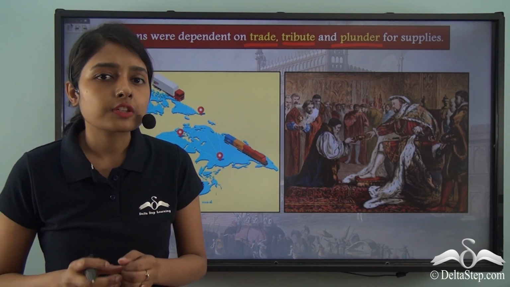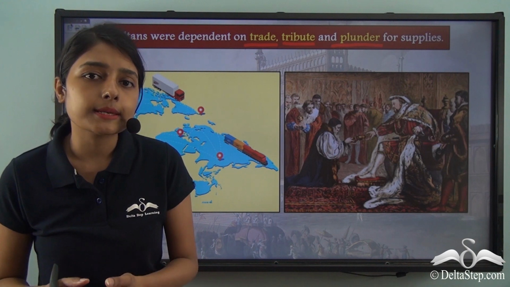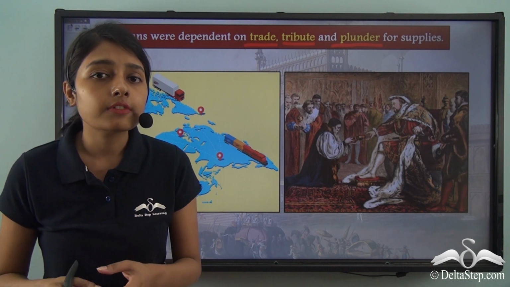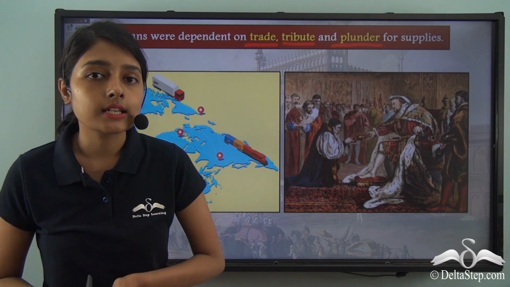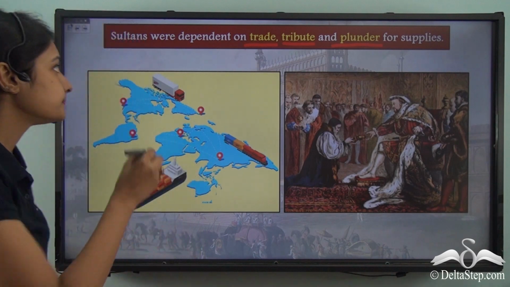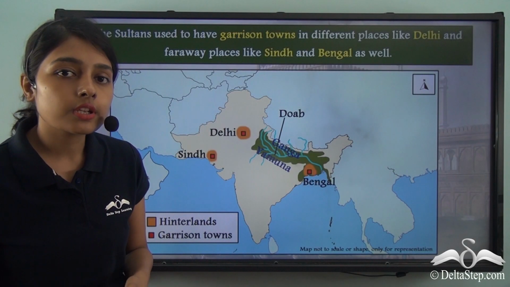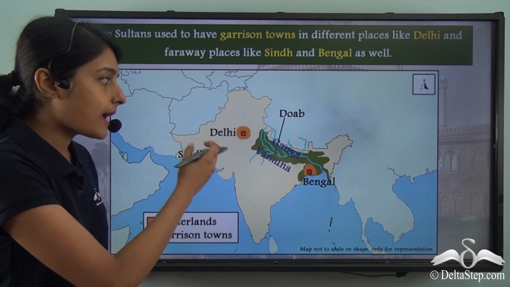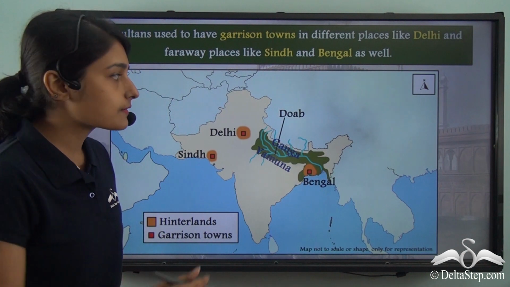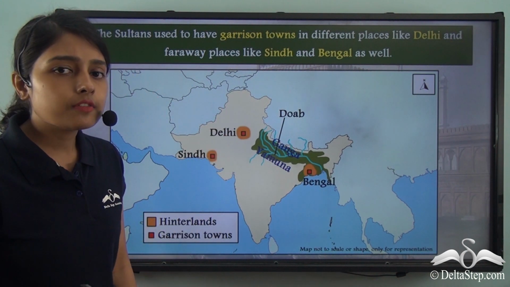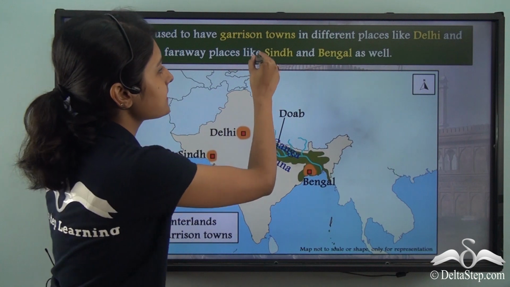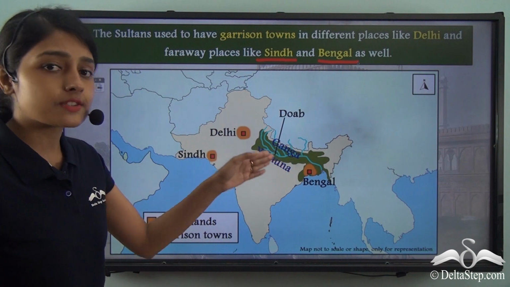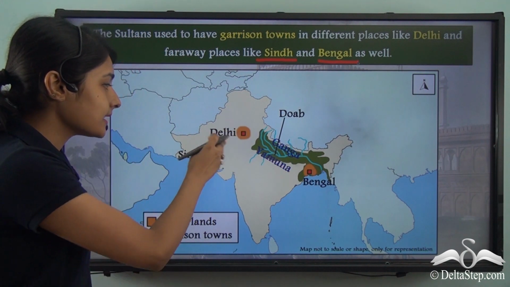Now you must be questioning why the sultans were not able to bring under their control these various garrison towns. Why they were not able to control these hinterlands? This is because the garrison towns during the rule of these various sultans were located in faraway places, and this map shows you the same. The garrison towns were not just located in Delhi. They were located in faraway and distant places like Sindh, Bengal. These places are very far because Bengal is very far from Delhi and so is Sindh.